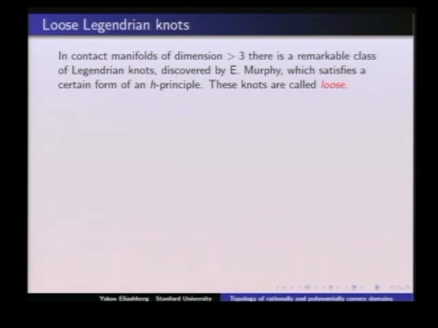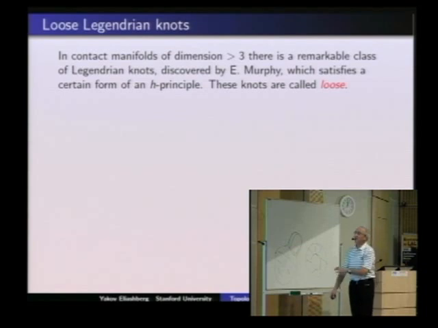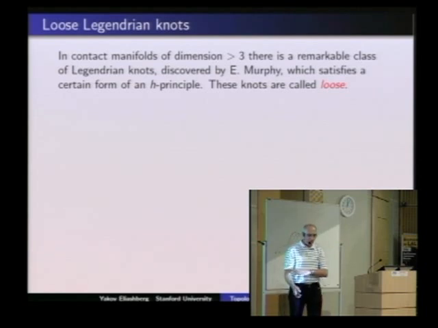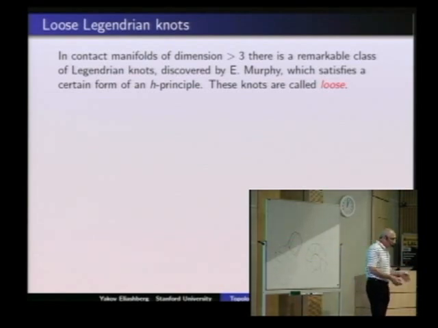And in contact geometry, the corresponding problem is the problem of Legendrian isotopy of Legendrian submanifolds. The important thing is that there are some subtle invariants coming from the theory of holomorphic curves which prohibit two knots from being Legendrian isotopic. But it turns out that there exists a certain class of Legendrian knots for which we actually have an h-principle. There is no special symplectic invariant.